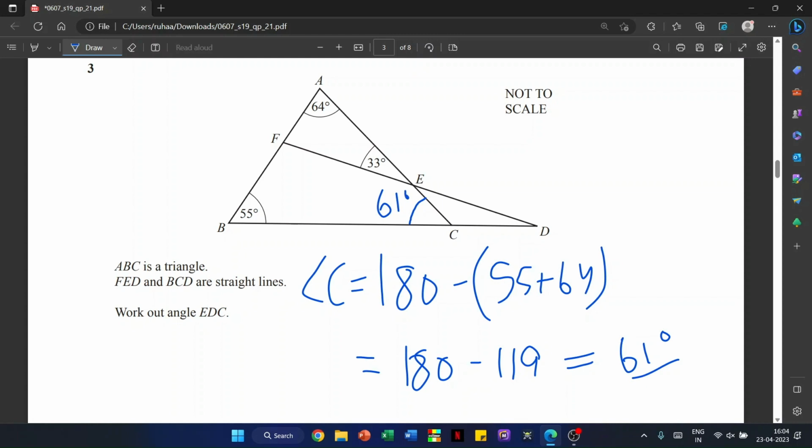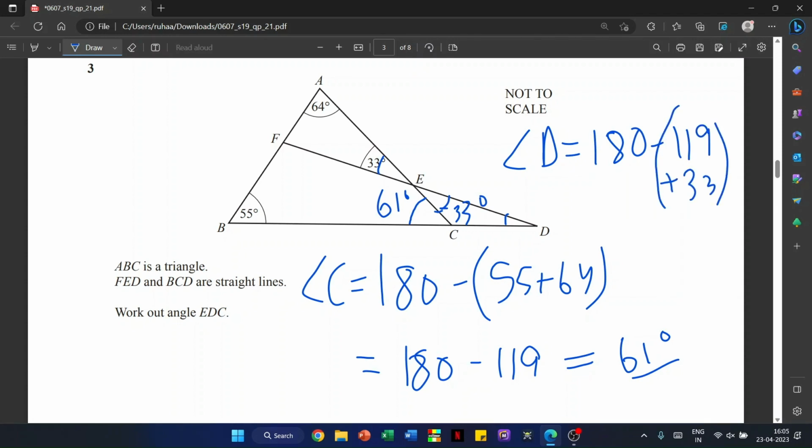Now vertically opposite angles is what these two angles will be. So this is going to be 33 degrees, and this angle, which is angle ECD, will be 180 minus 61, which will be 119. So basically this angle D over here is going to be 180 minus 119 plus 33. This is going to be the final answer.